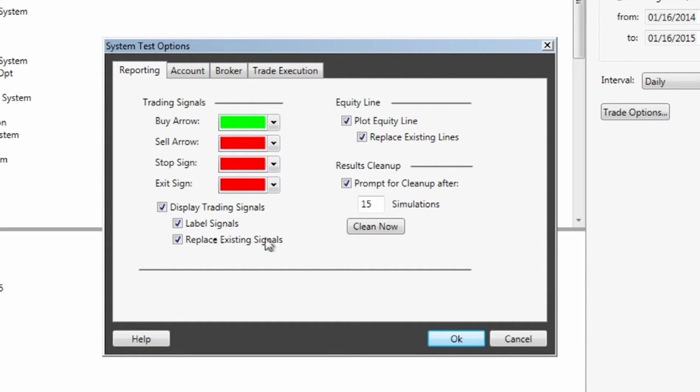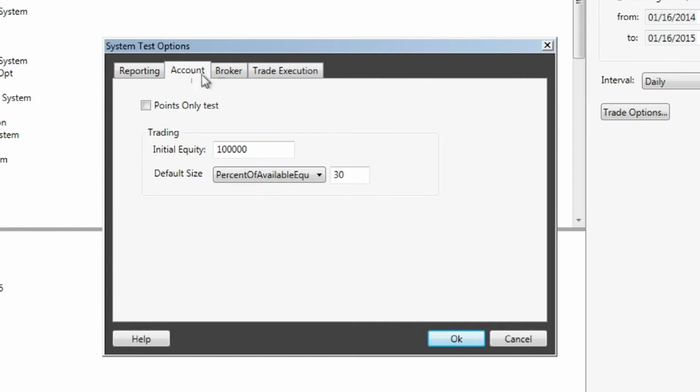So reporting, I would just basically leave this as a default. Let's go to account. So now under account, you have a few options. You can choose a points-only test. Now, points-only test is best if you are a futures or forex trader. That's where you want to use points only. If you're an equity trader, you can set in your equity and use it this way.